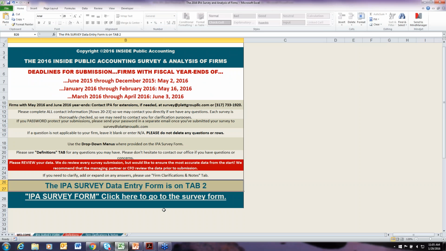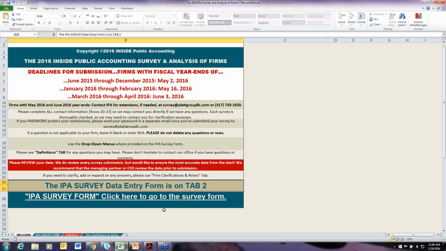Let's take a look at how the IPA survey form is laid out. I've switched over to the Excel document itself that each of you have received. When you open the email from us and you click on the Excel spreadsheet, you'll be taken to this welcome page with instructions on how to fill out the form, deadlines, and how to submit the form. Your deadlines will be clearly stated here on the welcome page.